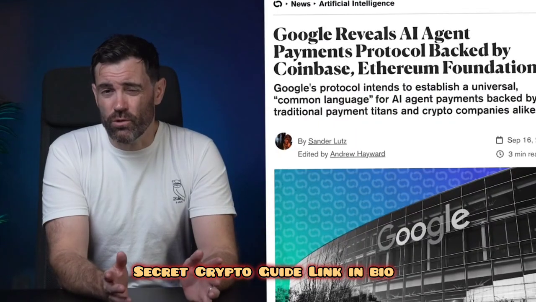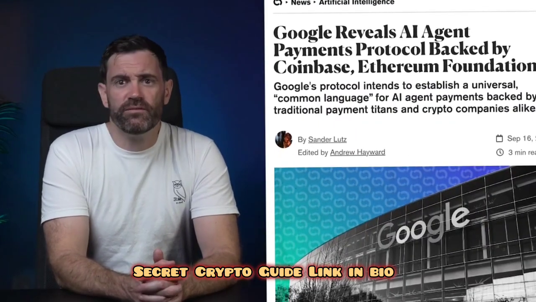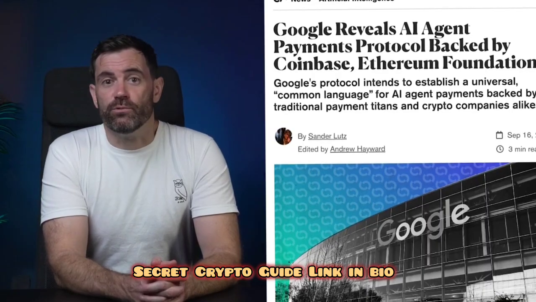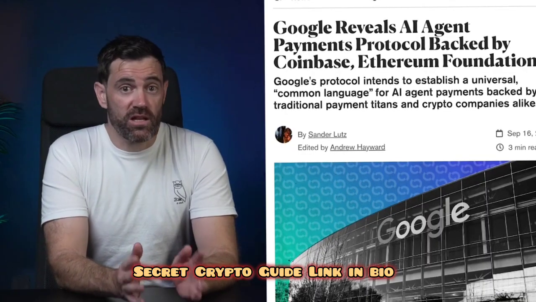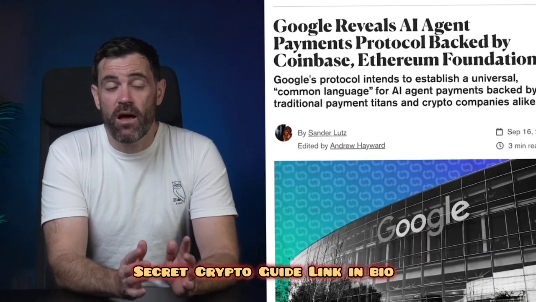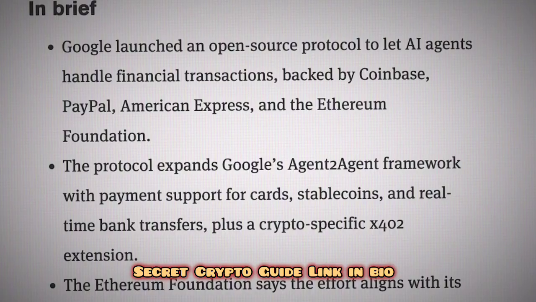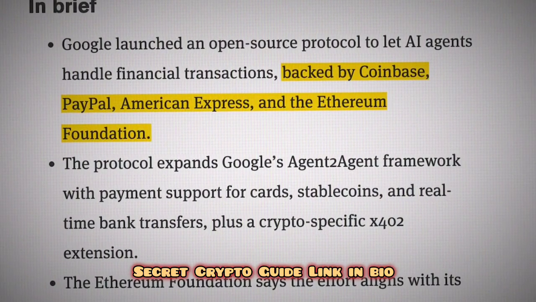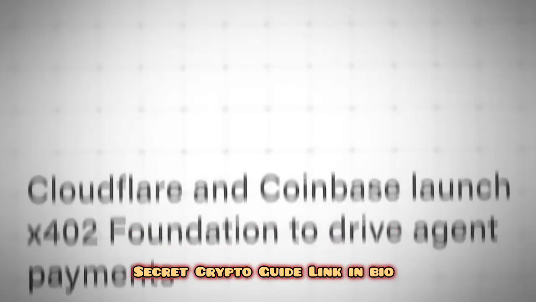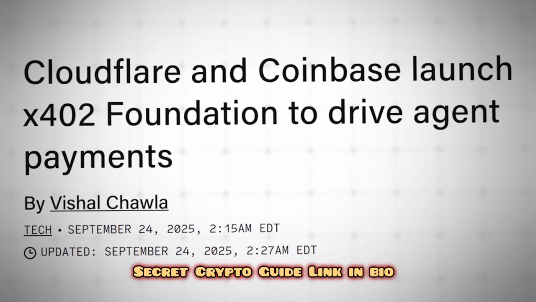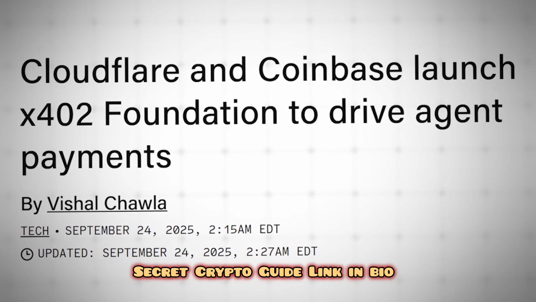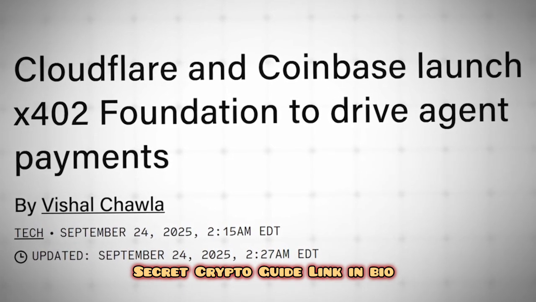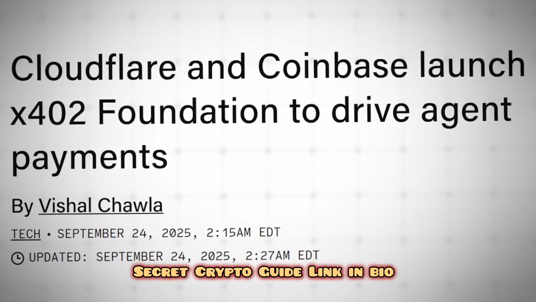In September, Google, that little tech company you may have heard of, announced an AI agent protocol called AP2. AP2 lets agents transact with each other using cards, stablecoins, and bank transfers via the X402 extension. Notably, though, its launch was backed by Coinbase, PayPal, American Express, and the Ethereum Foundation. Also in September, Coinbase partnered with Cloudflare, a massive global network that powers millions of websites, to launch the X402 Foundation, a group literally created to drive adoption of the X402 payment protocol.